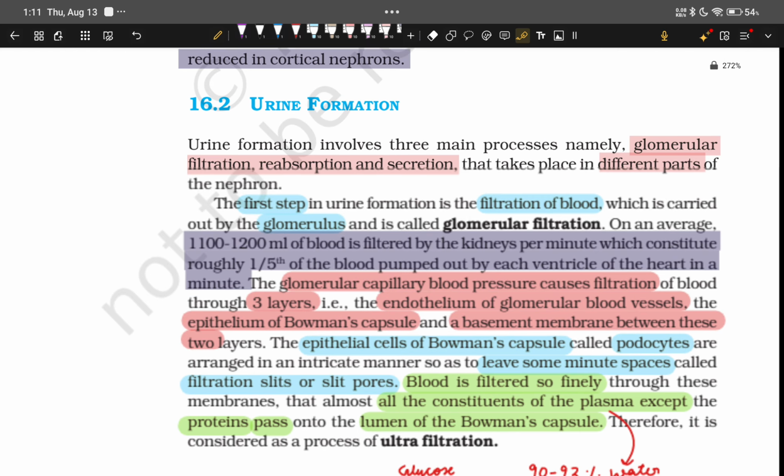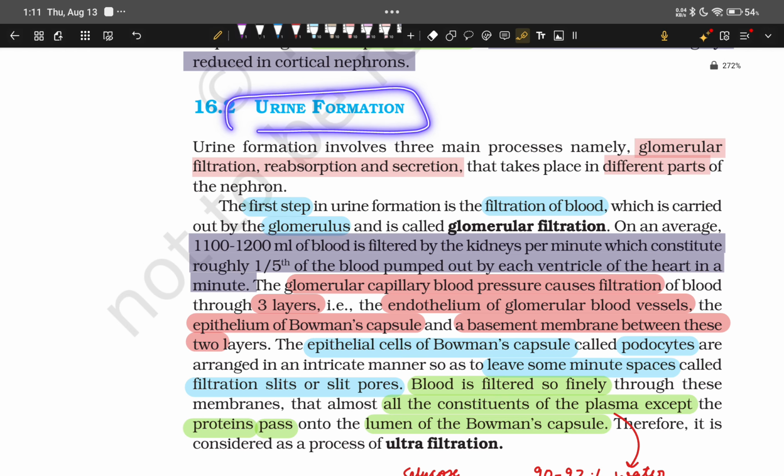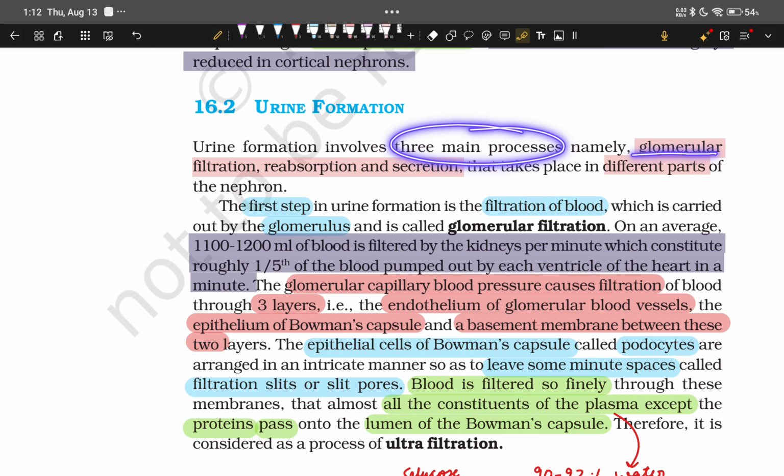Got it? Then the next point is urine formation. That's the most important topic from this chapter. It involves three main processes, which are glomerular filtration, reabsorption, and secretion. It takes place of course in different parts of the nephron.